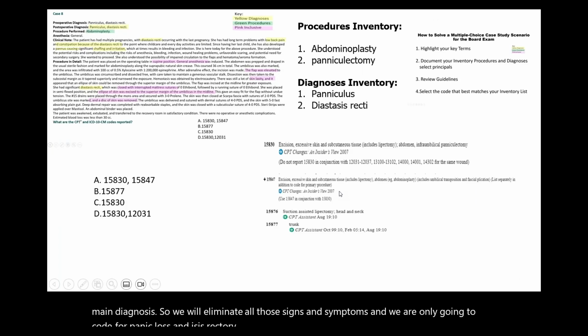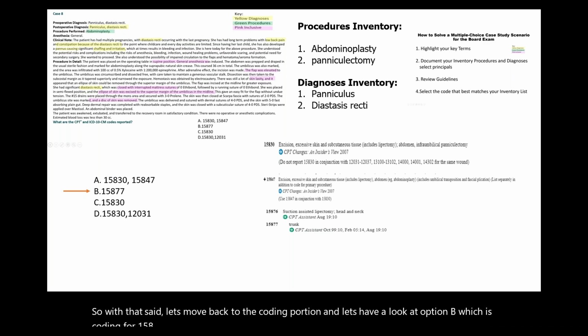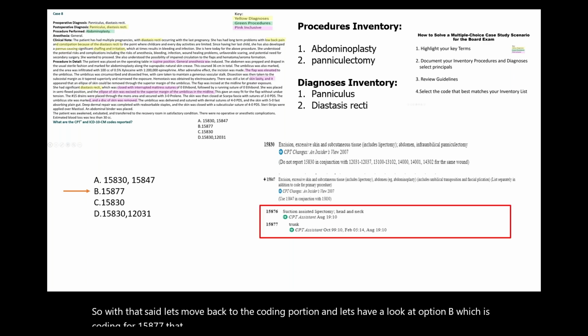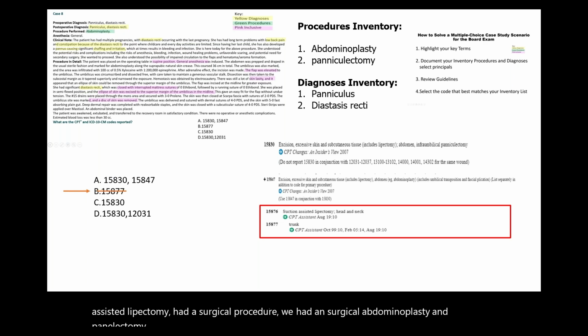So with that said, let's move back to the coding portion, and let's have a look at option B, which is coding for 15877. That is for a suction assisted lipectomy of the trunk. So we didn't have a suction assisted lipectomy, we had a surgical abdominoplasty and panniculectomy performed. So option B is incorrect.